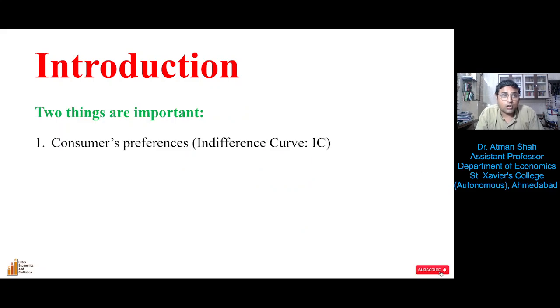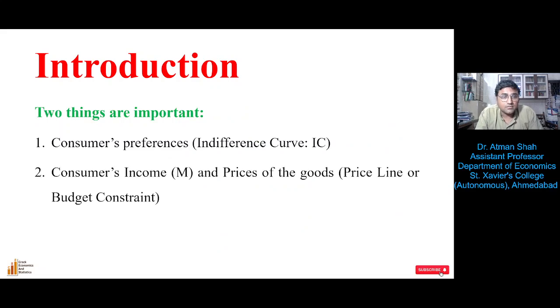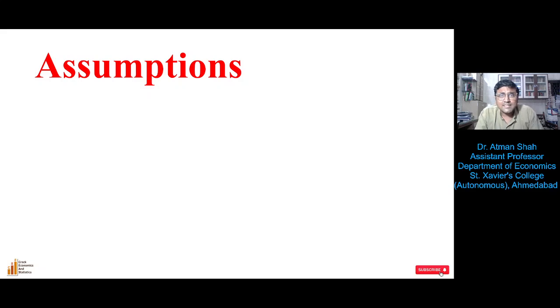Now two things are important. One is consumer's preferences represented by the indifference curve, and the other is consumer's income and the prices of the two commodities. These two things are useful when we analyze consumer's equilibrium. Let's understand the assumptions. The first assumption says that the consumer is rational. That means the consumer spends his entire income on two commodities in such a way that his utility is maximized.